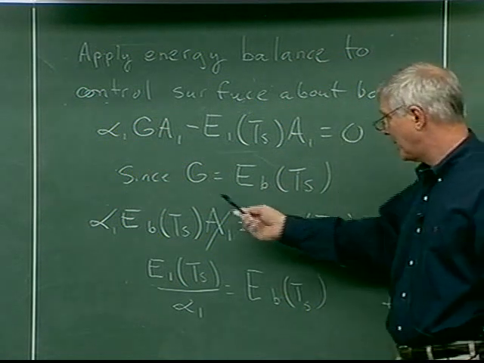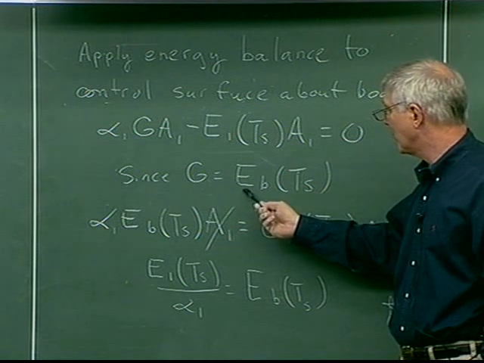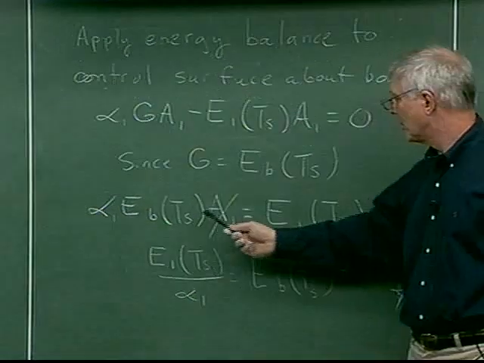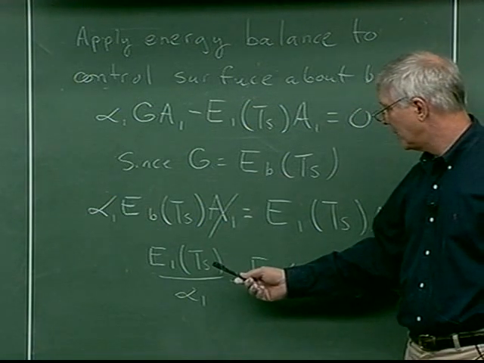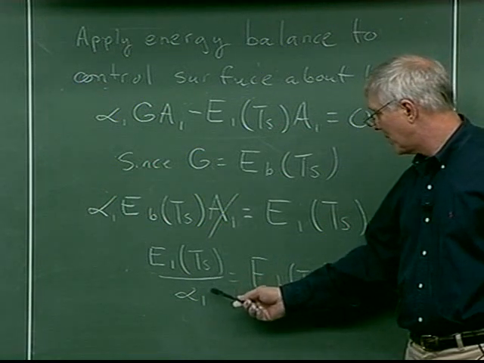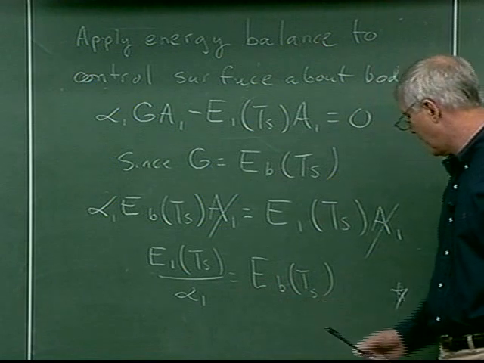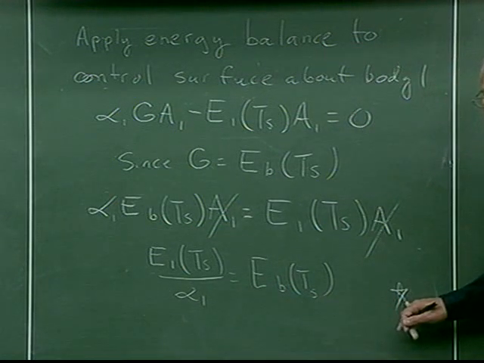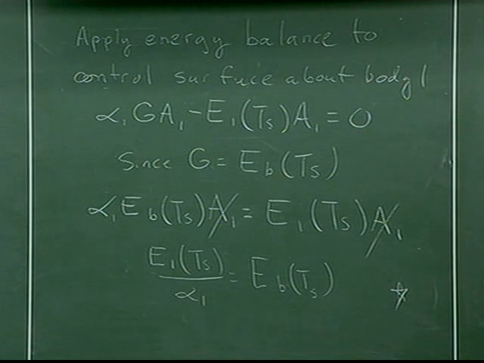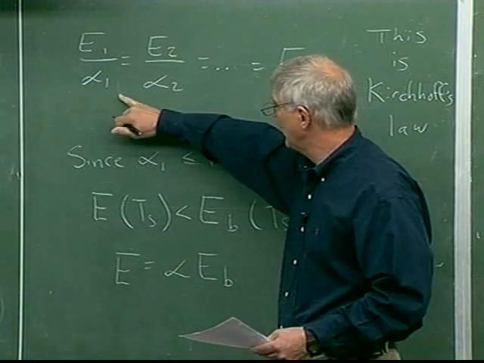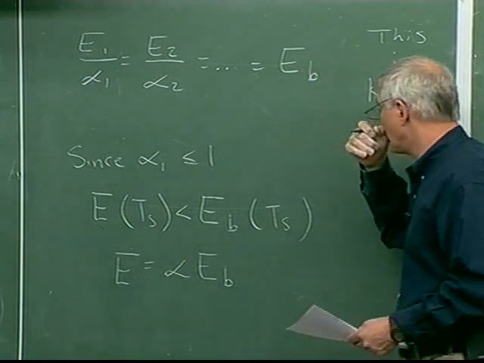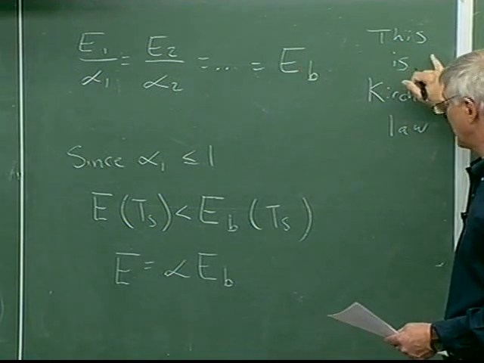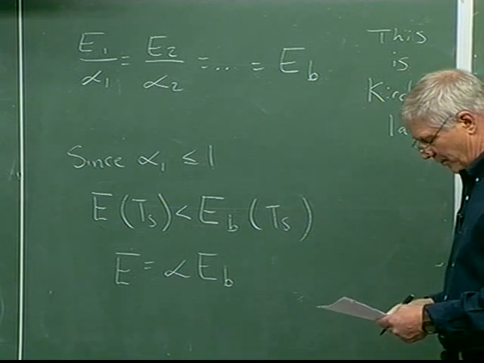Okay, well, because it's a black body cavity, the irradiation has to be the same as that of a black body radiator. So we can plug that in. Now we can divide out by A1, and we find that the emission divided by the absorptivity is equal to that of a black body. I'm going to call this equation 1 star because we're going to use that in just a minute. Now we can do this for each of the surfaces, and we find that E1 over alpha 1 equals E2 over alpha 2, and so on, which is equal to the black body emission. And this particular relationship is known as Kirchhoff's law.